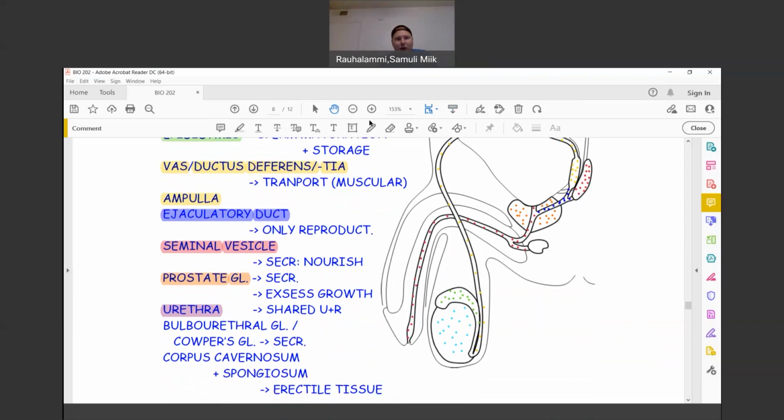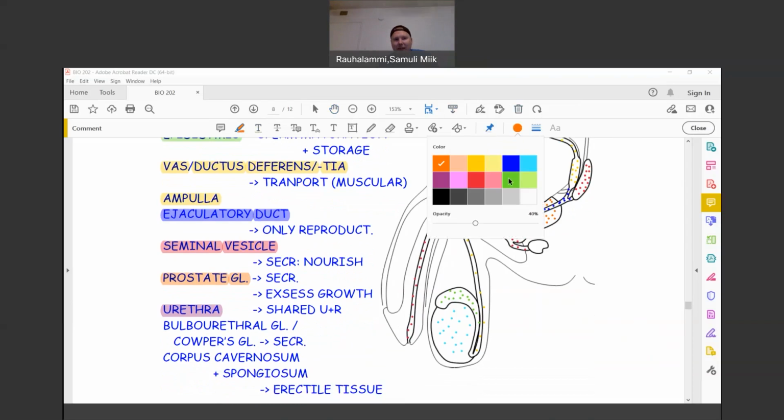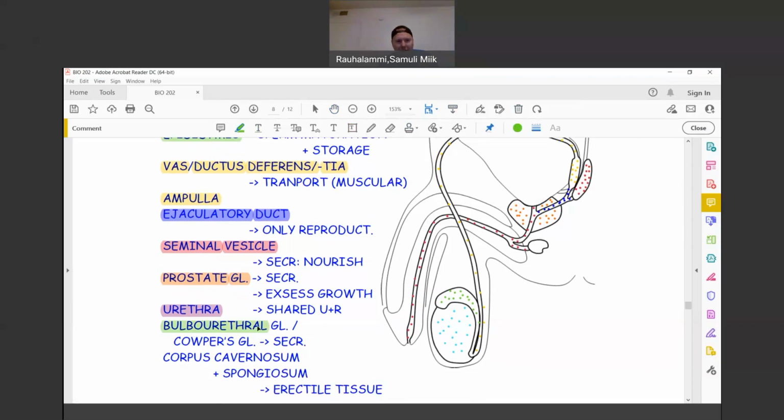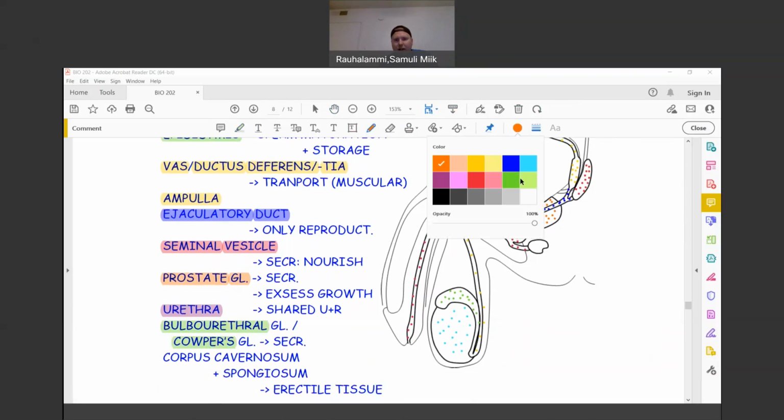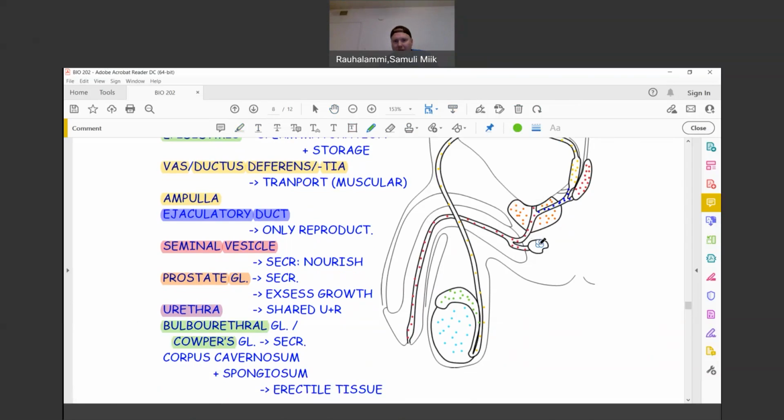One more gland that I do want to talk about as it relates to the male reproductive system is our bulbourethral gland, sometimes also known as Cowper's gland. This gland releases secretions in response to sexual stimulation, so it adds to the semen. For example, it plays a role in the pH regulation and so on, so that the sperm has a good chance of survival within the female tract.